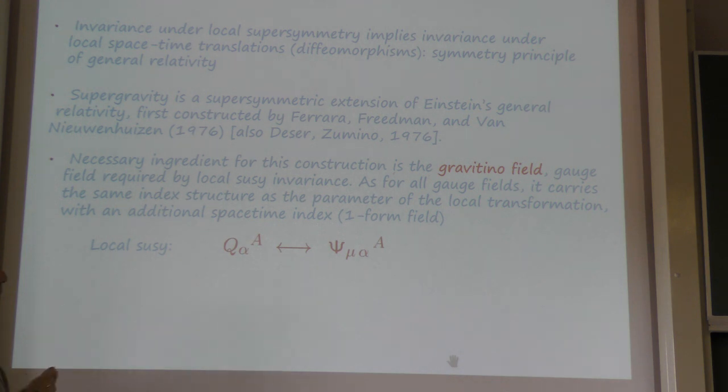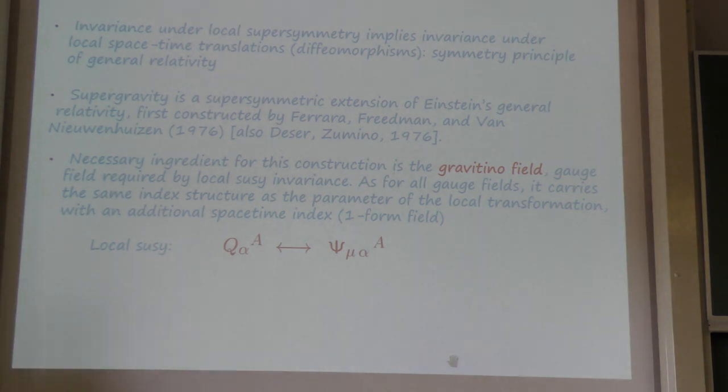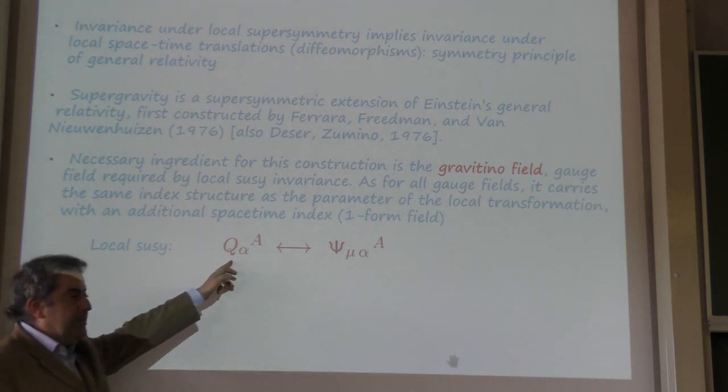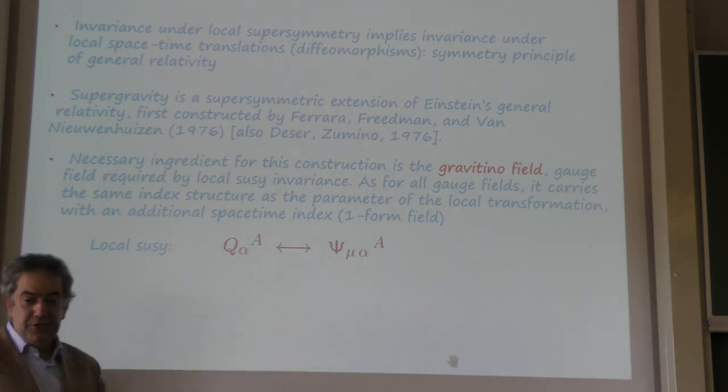Okay? So what are the quantum numbers of this field? We know, as for any gauge field, it should carry the indices of a generic parameter of the local symmetry. And in addition, it should also have a space-time index, because a connection is a one-form. So from a space-time point of view, it has this vector index, mu. Since the generic supersymmetry generator has an index structure alpha A, the gravitino field should have the same index structure alpha A, and in addition should have this index mu.